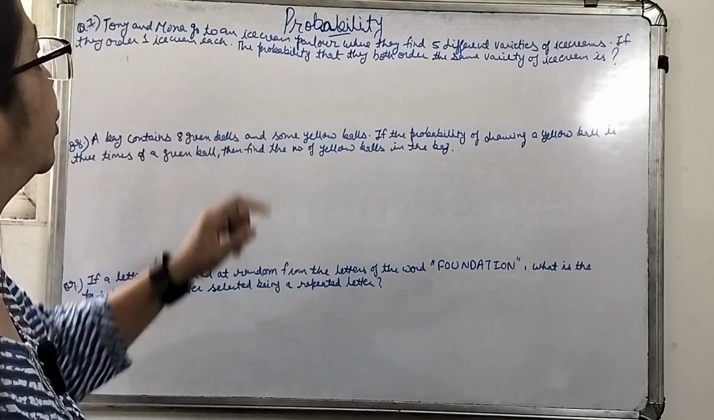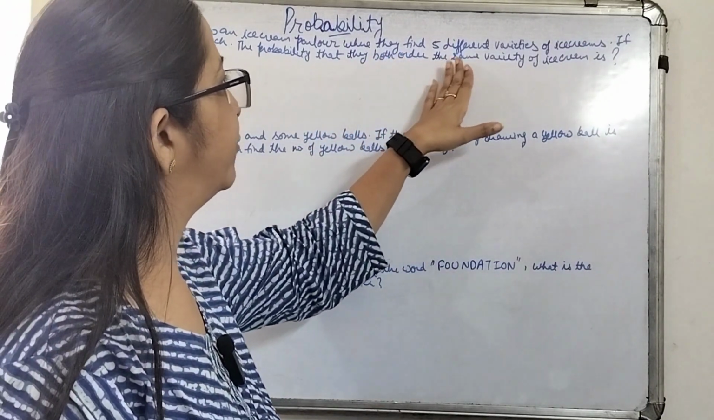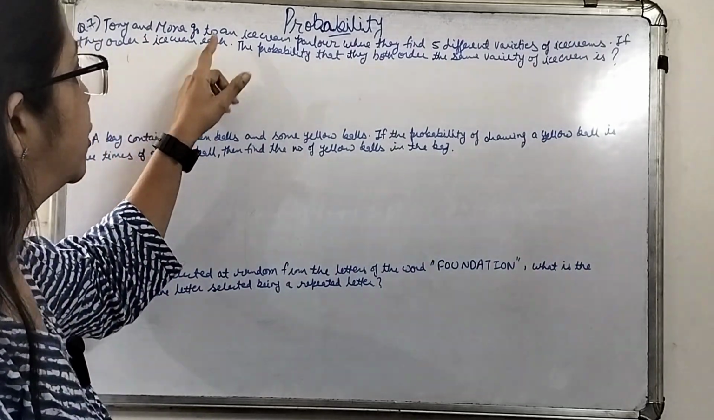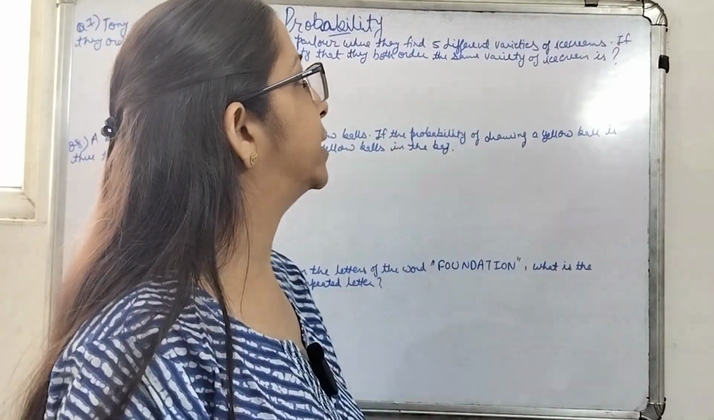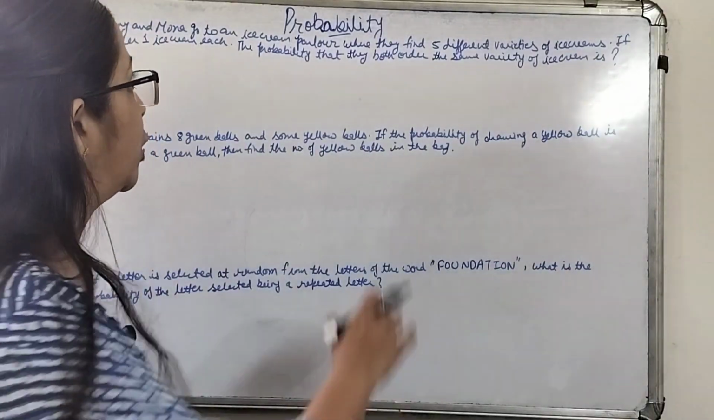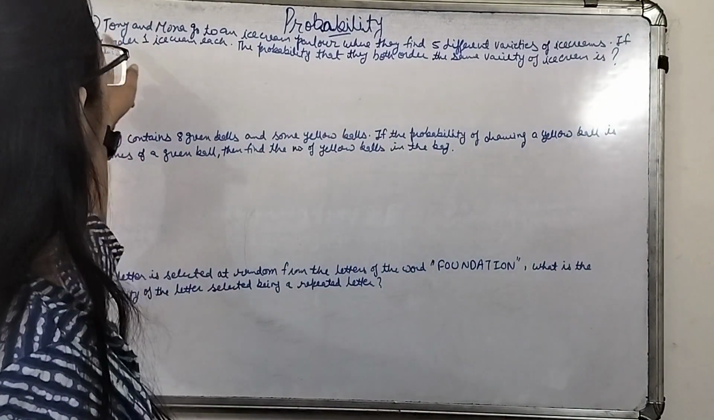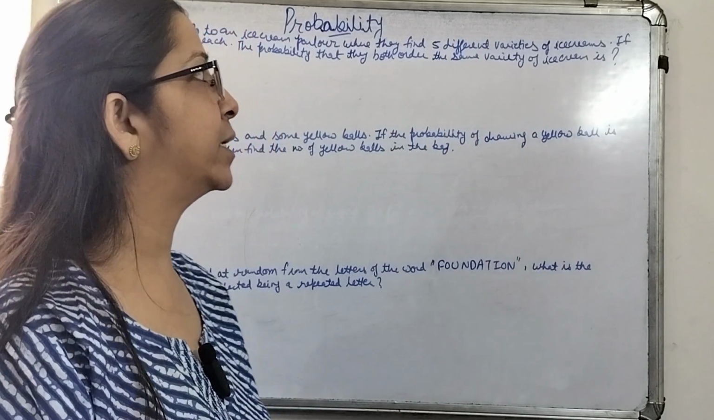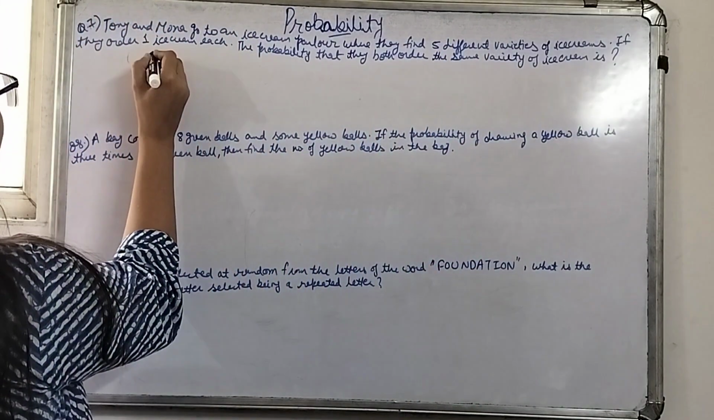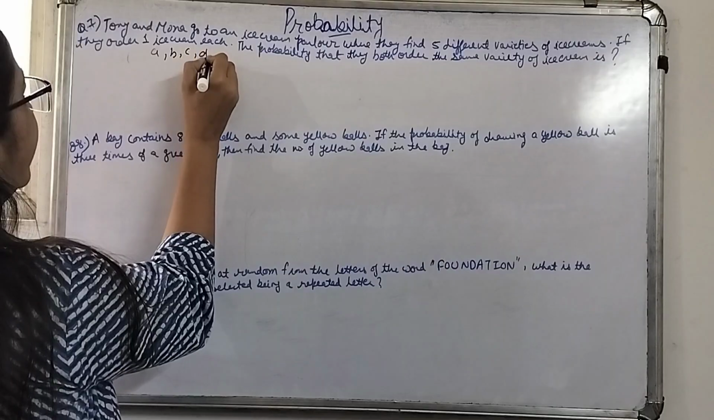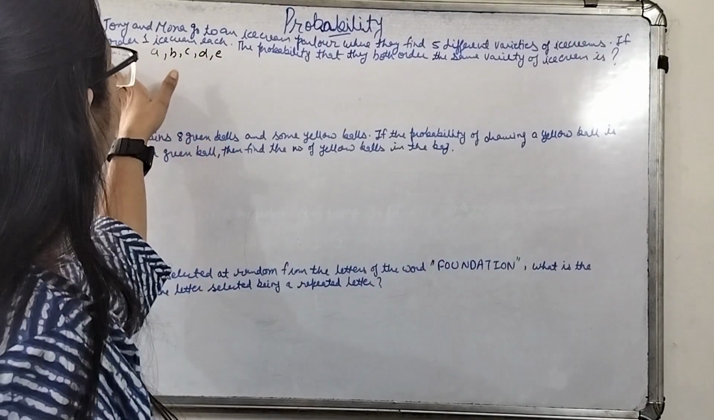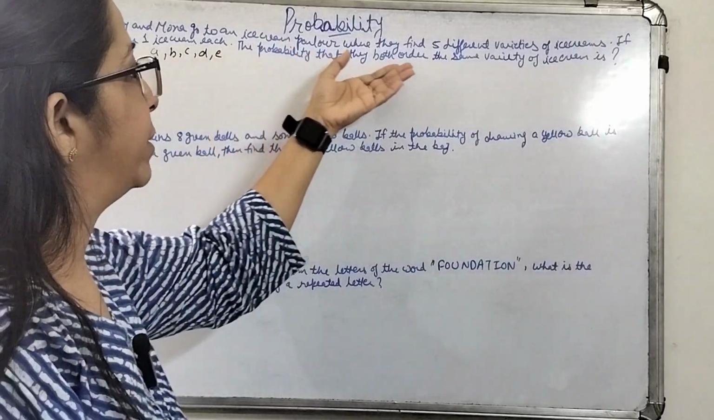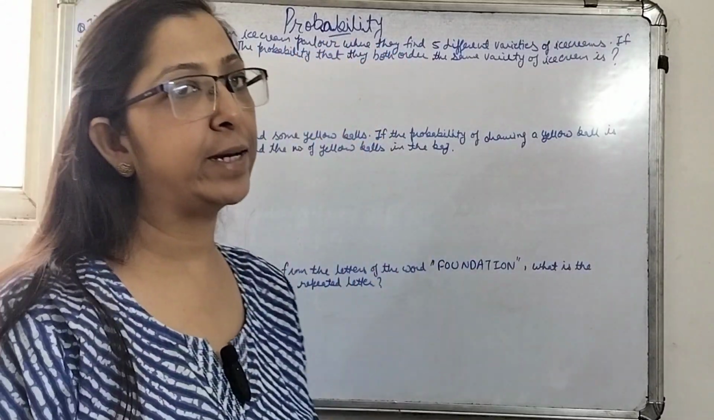Tony and Mona go to an ice cream parlor where they find 5 different varieties of ice cream. If they order 1 ice cream each, the probability that they both order the same variety of ice cream is? Over here it is given that Tony and Mona are both going to the ice cream parlor where there are 5 different varieties of ice cream. First of all, we assume that the 5 varieties are A, B, C, D, E. Now both of them will be taking 1. What is the probability that both will have the same variety of ice cream?